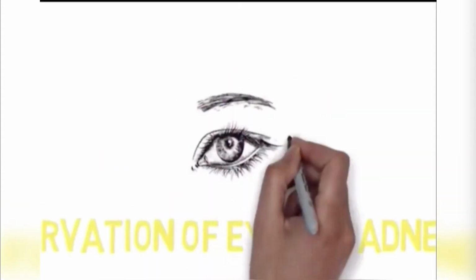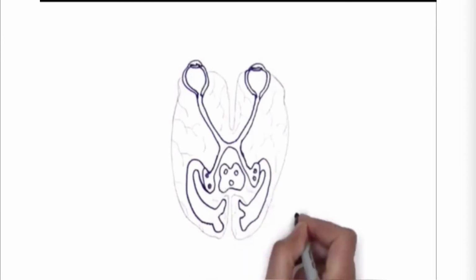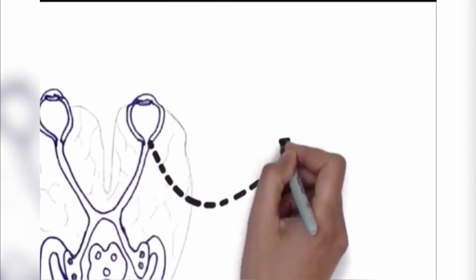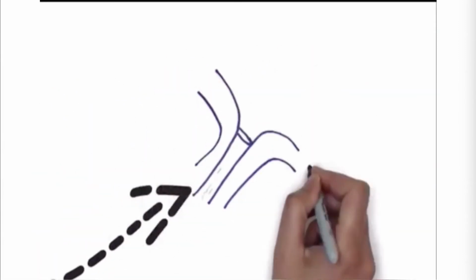Hi guys, my name is Nick Ami and I'm going to share about innervation of the eye and adnexa. This is part of our visual pathway. We begin with the optic nerve.